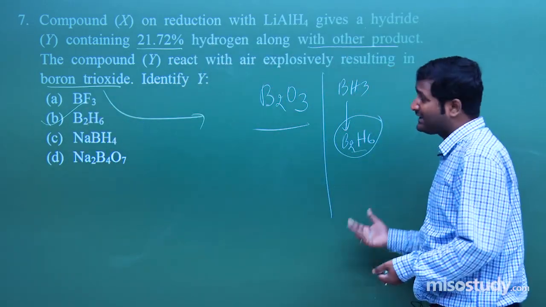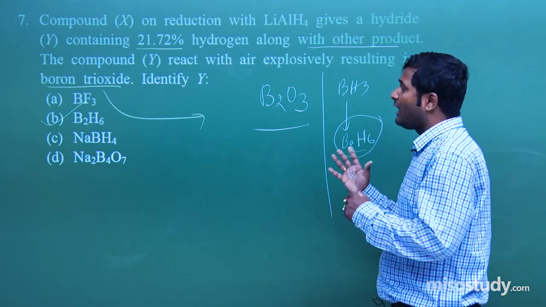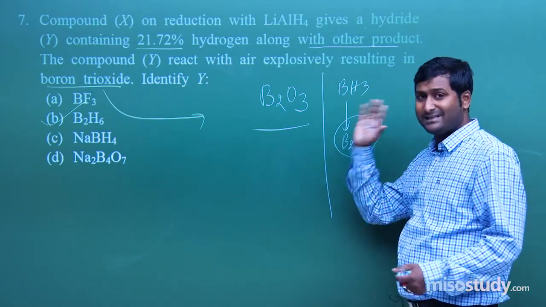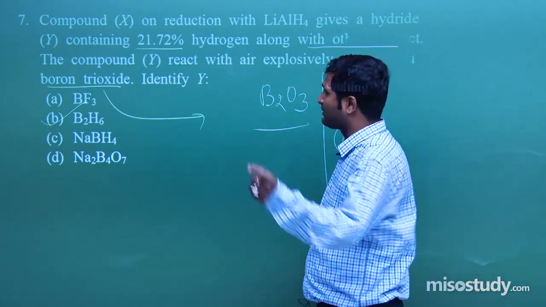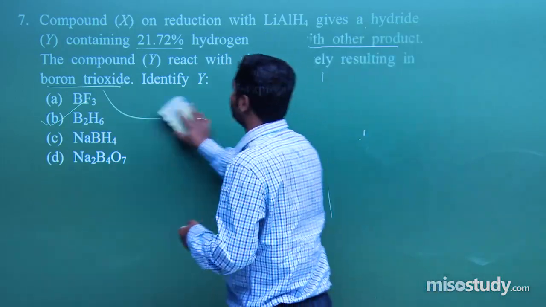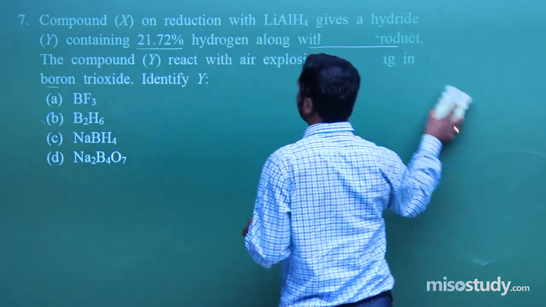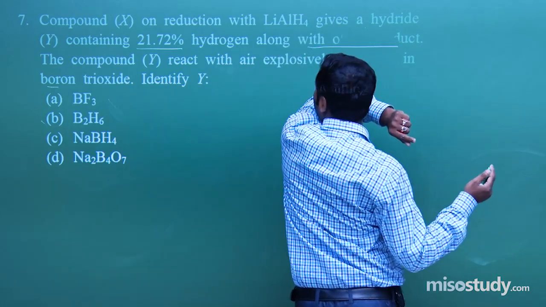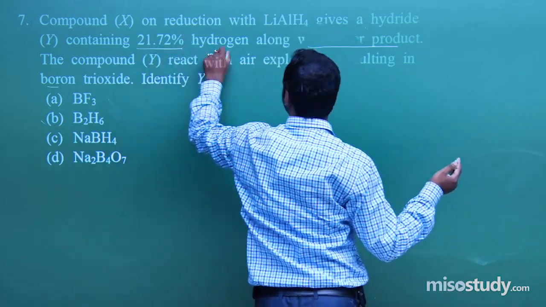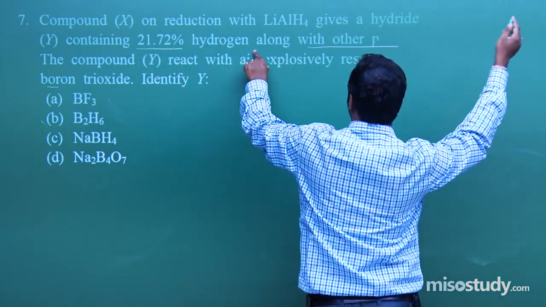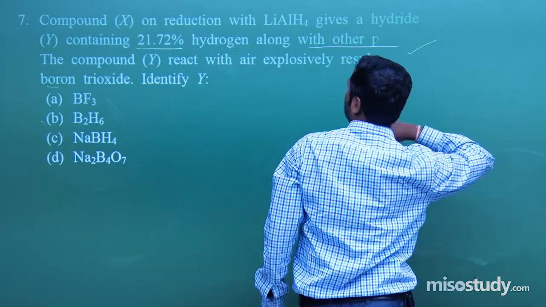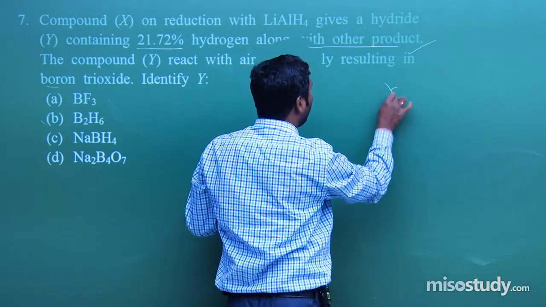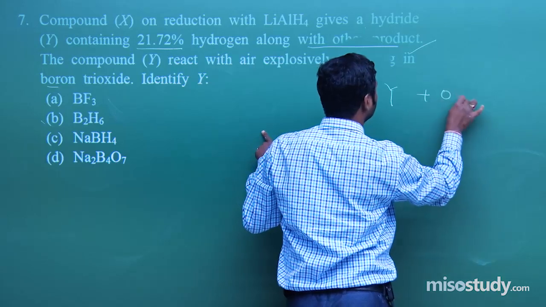Now what is the complete calculative part? After calculation we will say that definitely B is the correct option. So check out what I am telling. According to the question, compound X on reduction with LiAlH4 gives a hydride Y containing 21.72% hydrogen along with other product. That is Y plus O2.